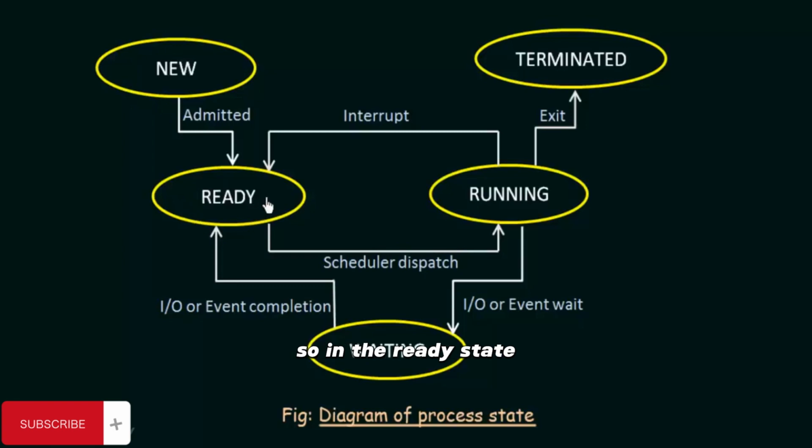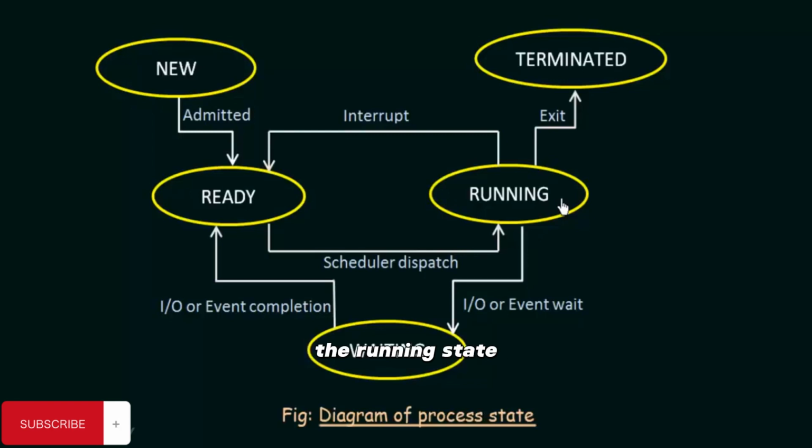So in the ready state, what can happen? The scheduler dispatches it to the processor, and then it begins its execution. It is in the running state. When it is dispatched and receives a processor, it begins its execution. And when the instructions in that process are being executed, at that moment, we say that it is in the running state.